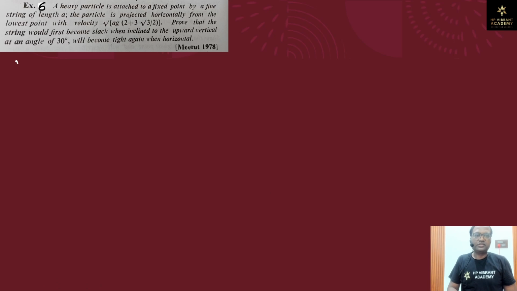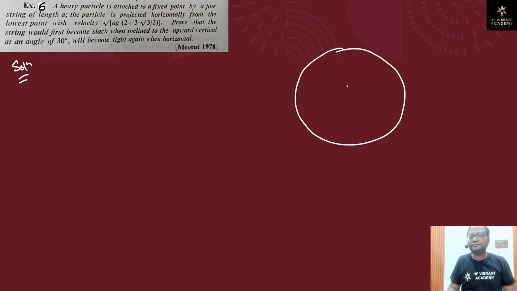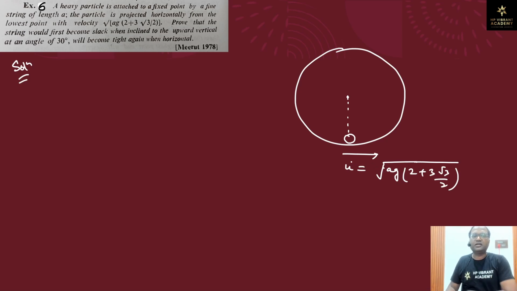What is given in question number 6? A heavy particle is attached to a fixed point by a fine string of length a. The particle is projected horizontally from the lowest point with a velocity u equal to root under ag (2 plus 3 root 3 upon 2). This is the initial velocity. Prove that the string would first become slack when inclined to the upward vertical at an angle of 30 degree.